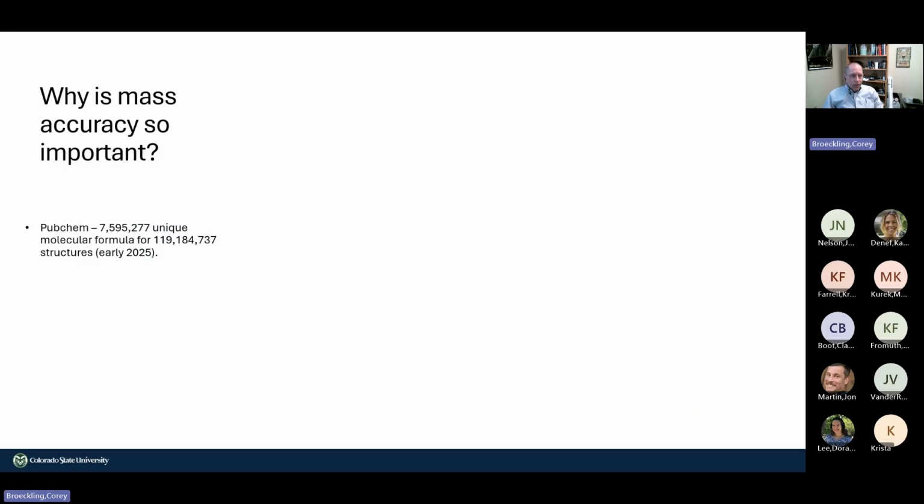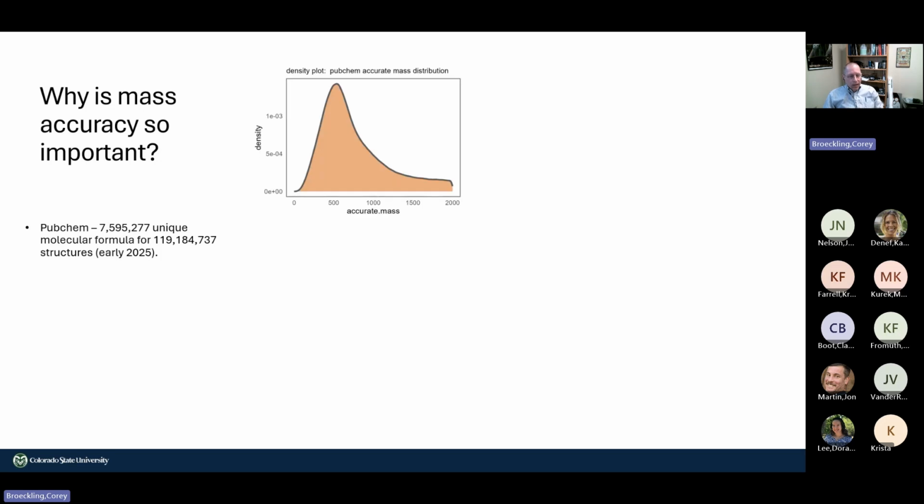So if we think about the specs I'm talking about, why am I so interested in mass accuracy? And if we look at PubChem, which is a massive structure database, there are approximately 7.6 million unique molecular formula for about 120 million unique structures. So it's a very big data set. If you look at the molecular weight range distribution of the analytes in here, you can see that there's a lot of them below 500. And then the distribution sort of falls off toward the higher mass region. Not necessarily because those molecules don't exist, but because we haven't characterized them well enough at the lower end.